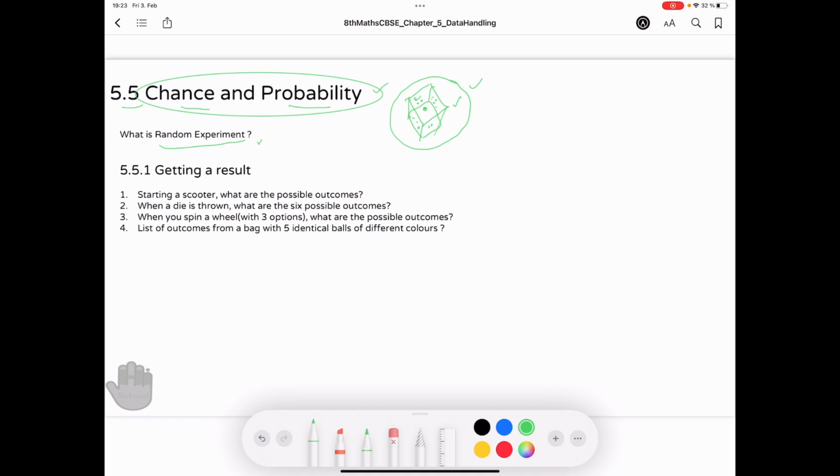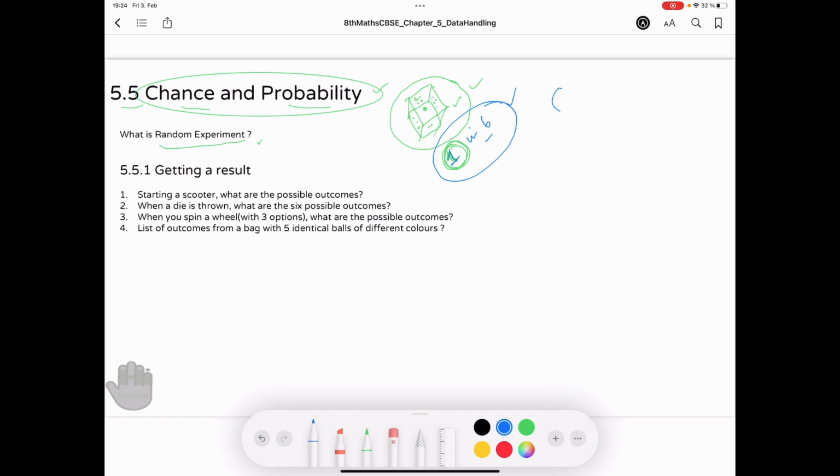So what is the chance that one comes? The chance for any one side to come in a dice is 1 in 6, because there are a total of 6 sides, right? So any of the sides can come. So the chance is 1 in 6. That's how we tell chance. When we roll a dice, the chance of getting any one side is 1 in 6.